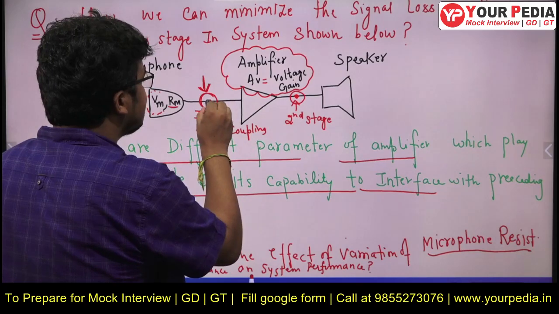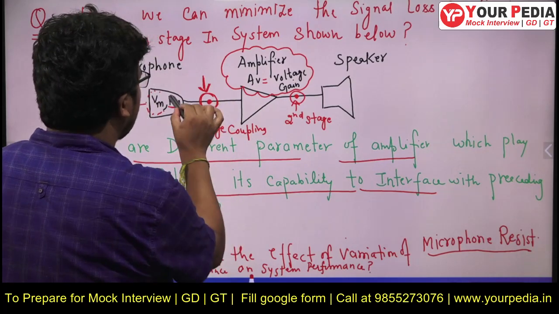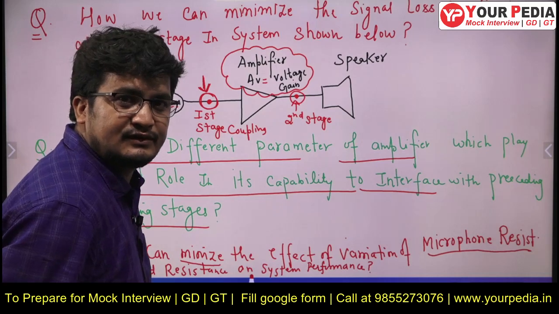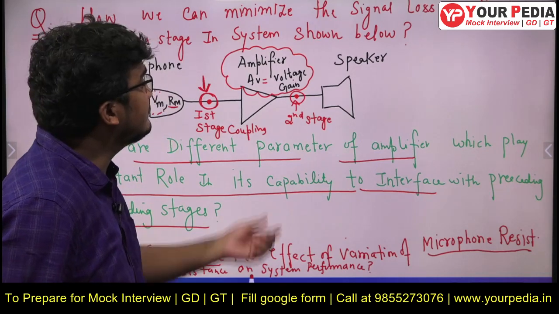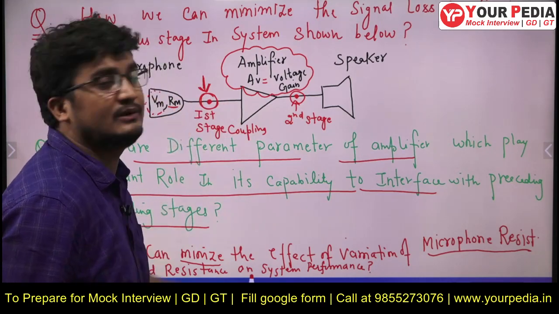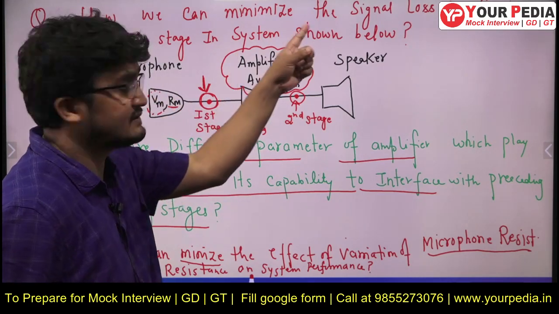You can see at this first coupling point we are coupling the signal of the microphone to the input of the amplifier. So what should be the properties of this amplifier so that this coupling becomes ideal, or there is no signal loss? This was the question. You can read the first question.